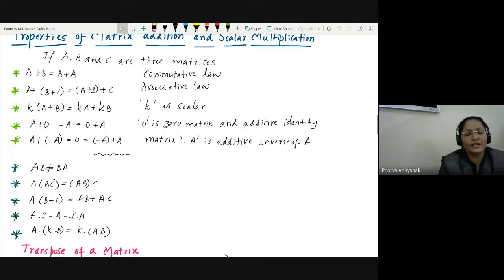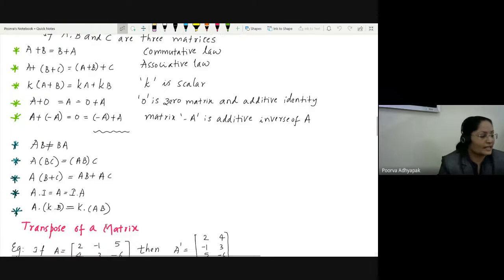It means that if the matrix B is multiplied by a scalar multiple, say K, and the resulting one I multiply with A, whatever the answer I get, that will be equal to, first we multiply these two matrices A into B, and the resulting one with the scalar multiple K. So this is the last property here.